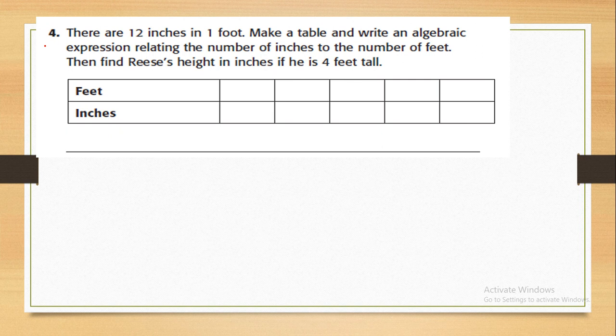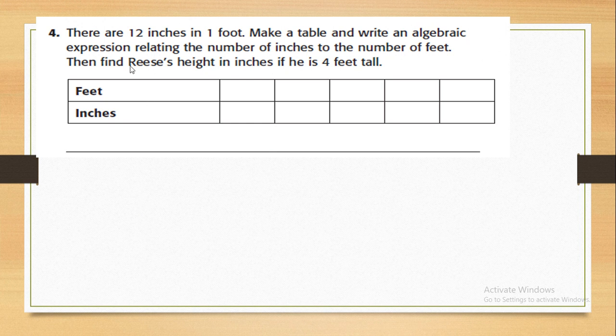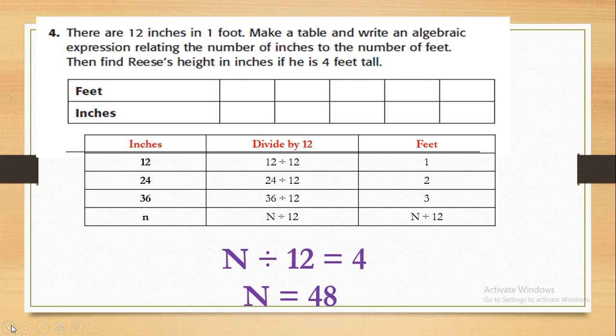Let's see this example, number 4. So habibi, here there are 12 inches in 1 foot. Make a table and write it, okay? And he wants you to find the height in inches if it is 4 feet. So what are we gonna do? So let's make the table.